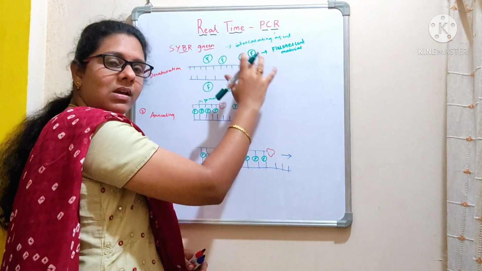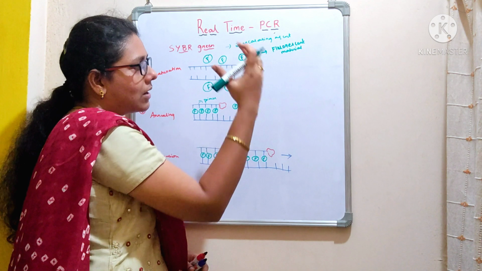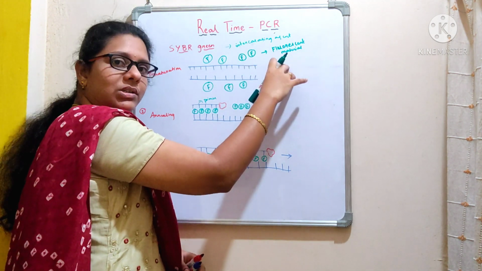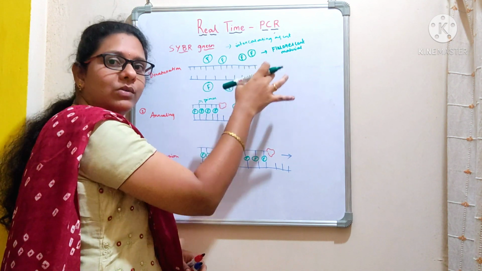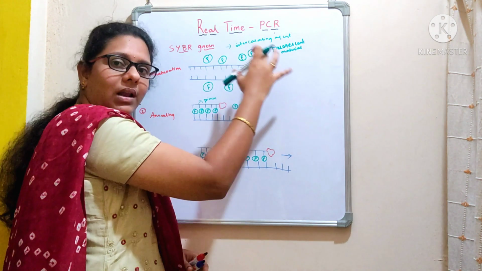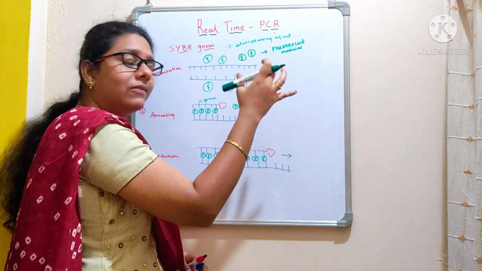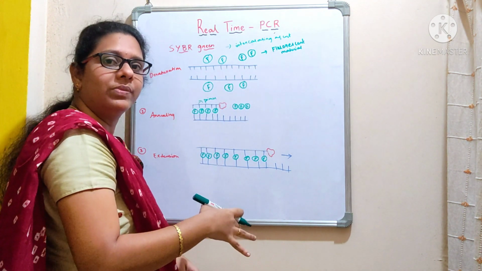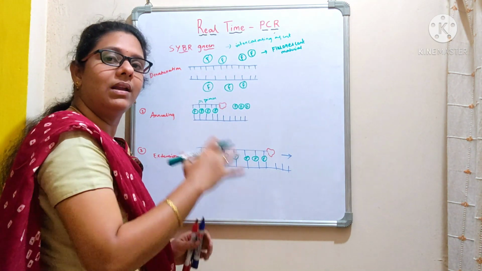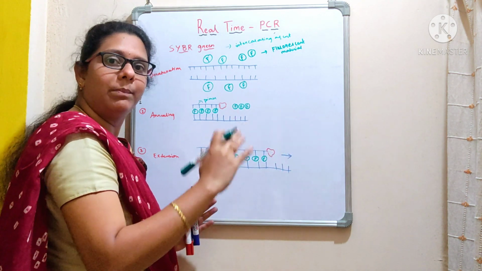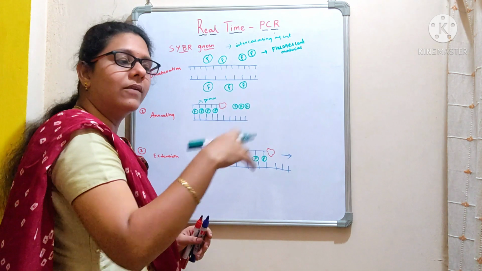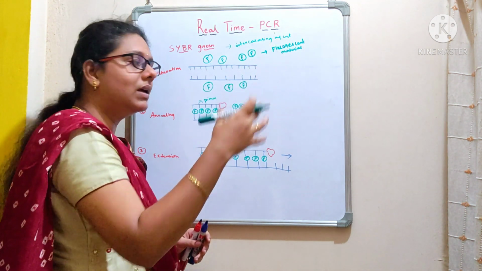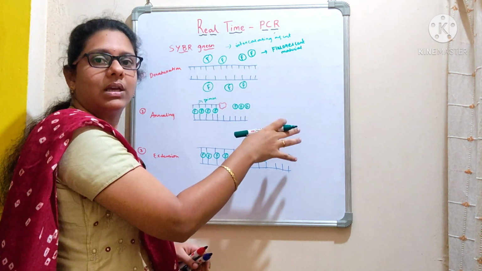So initially, when you check the fluorescence, when you set up a reaction mixture, you are going to add this fluorescent dye as a marker, and you will observe some fluorescence, but that will be very little compared to the end of the cycle, because with each cycle you are going to amplify the gene of interest. When the amplification is going on, when the gene product is doubled, the fluorescence will also increase.